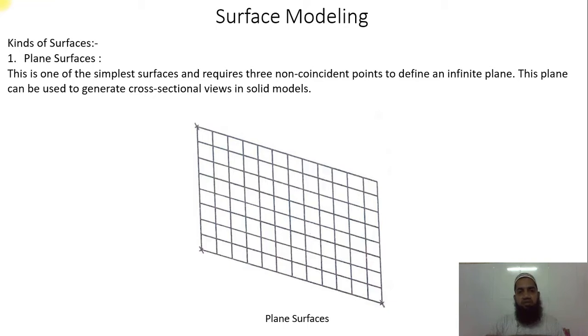First, a plane surface. A plane surface is nothing but a surface having a boundary on all sides, and you can see the line. This is one of the simplest surfaces that come in surface modeling, and it is defined by an infinite plane. This plane can be used to generate cross-sectional views in the solid model.